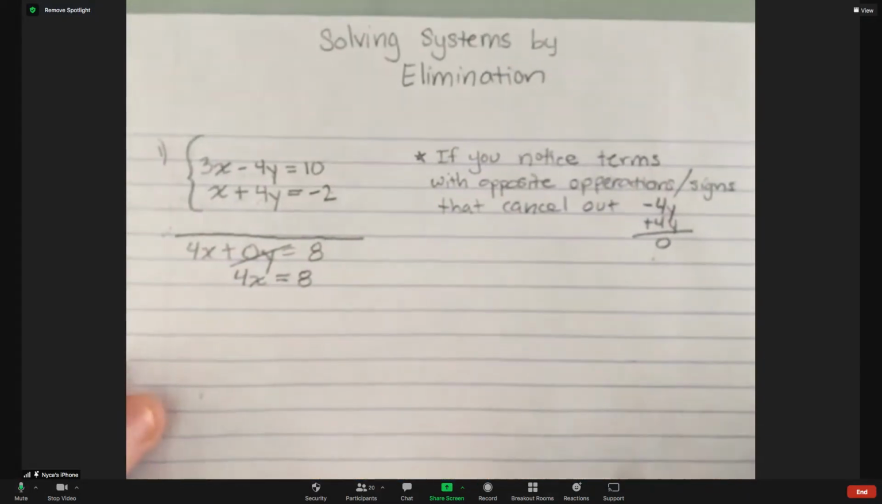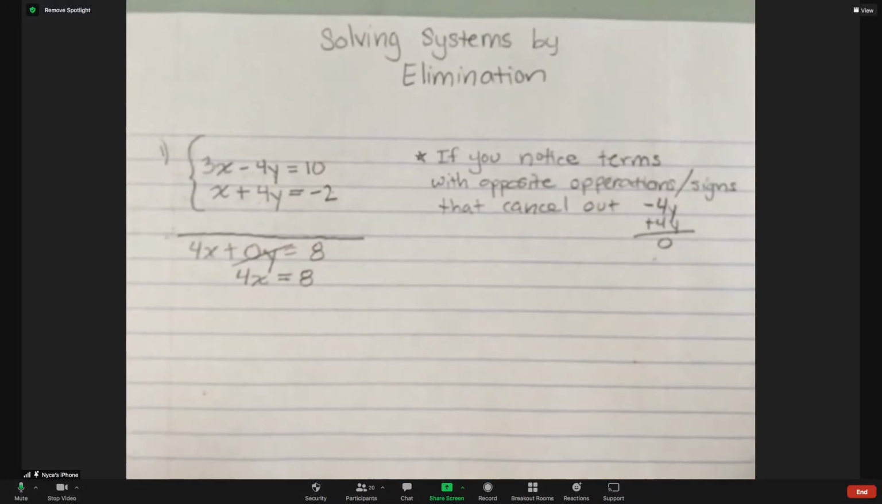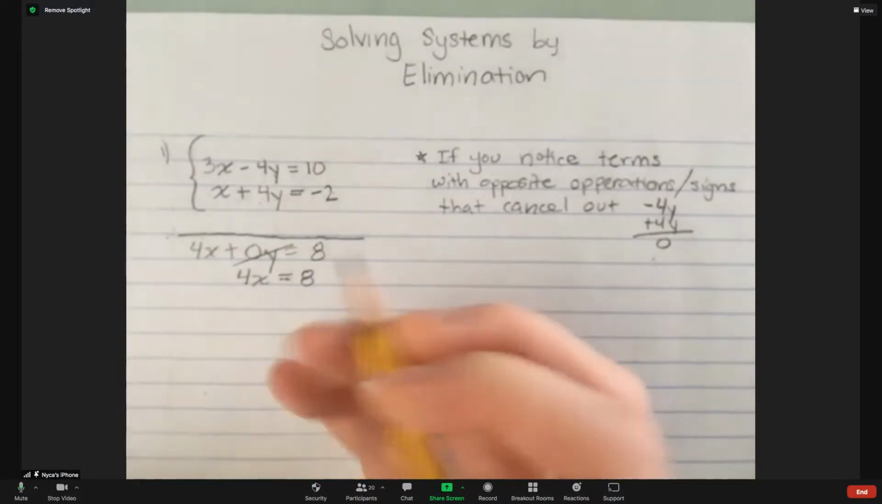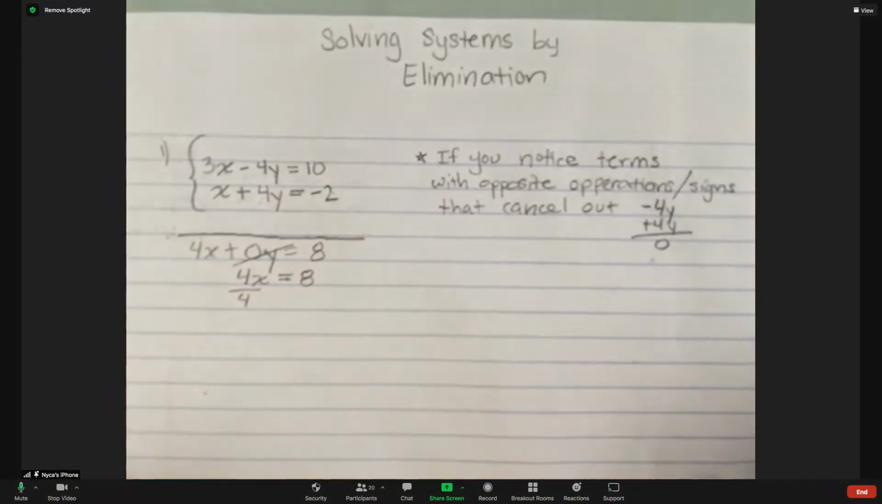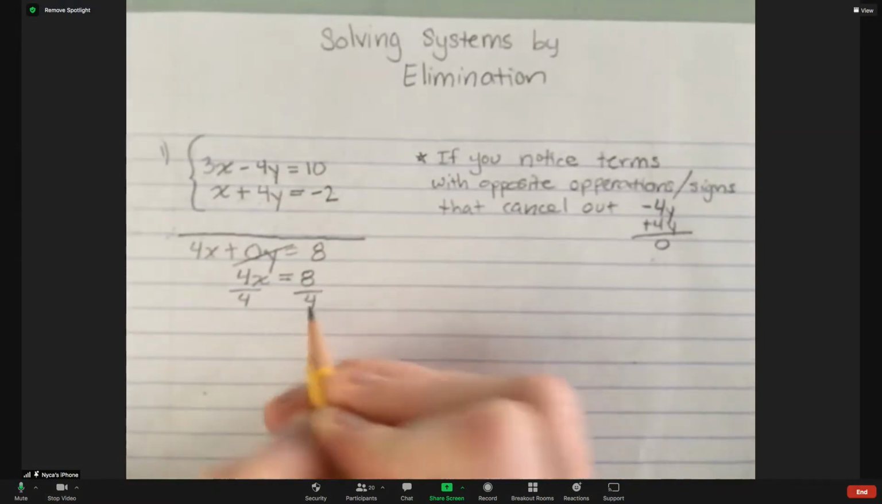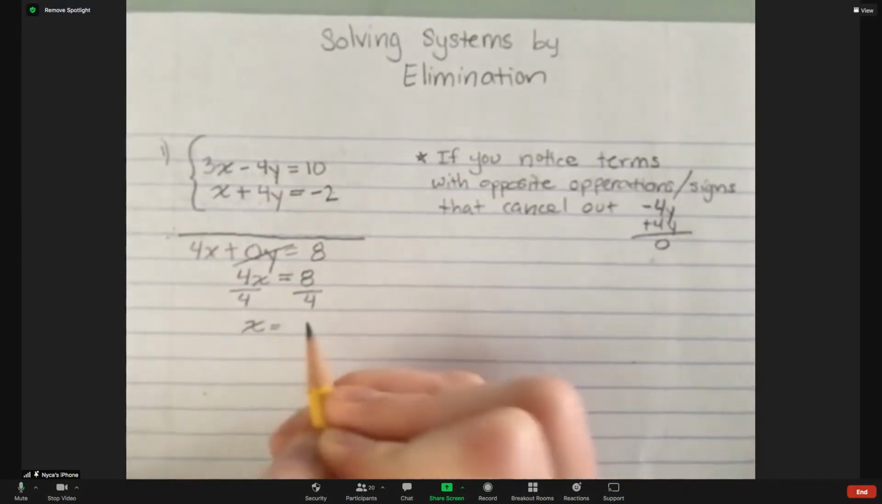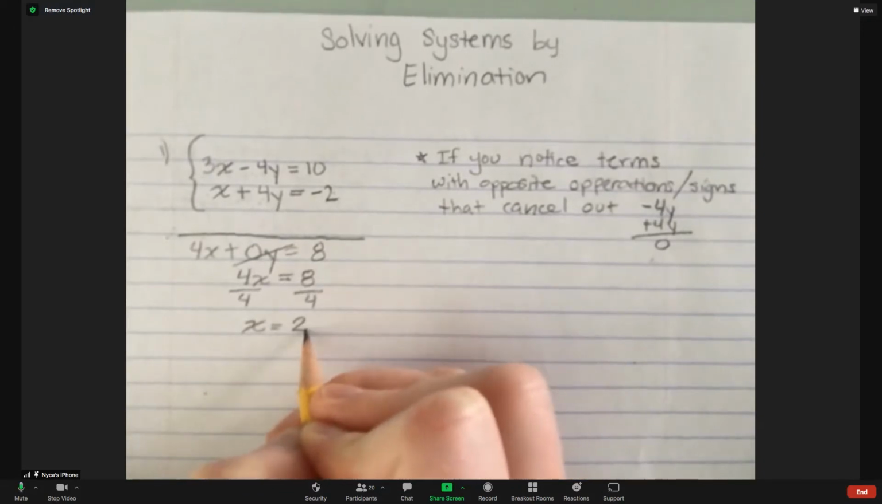At this point now you need to get x by itself by doing inverse operation, and since x is times 4, you divide by 4. What you do to one side, you do to the other. That means your x is equal to 2.